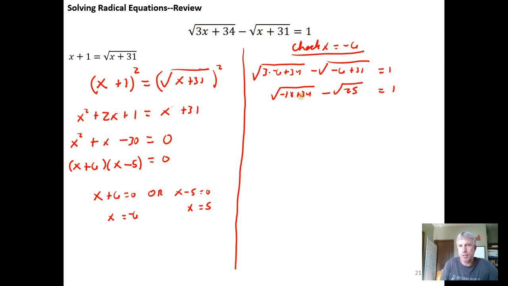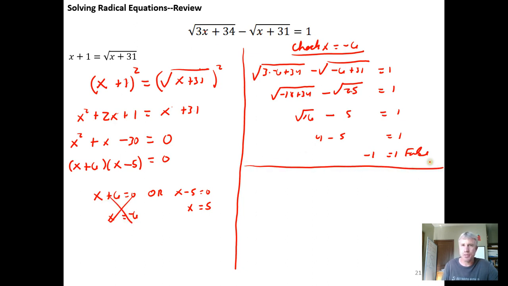And then what do we get from this? We get 16. We get square root of 16 minus the square root of 25 is 5. And the square root of 16 is 4 minus 5. And what we see is we get negative 1 equals 1, which is false. So negative 6 is not a solution. It's extraneous, so we toss it.